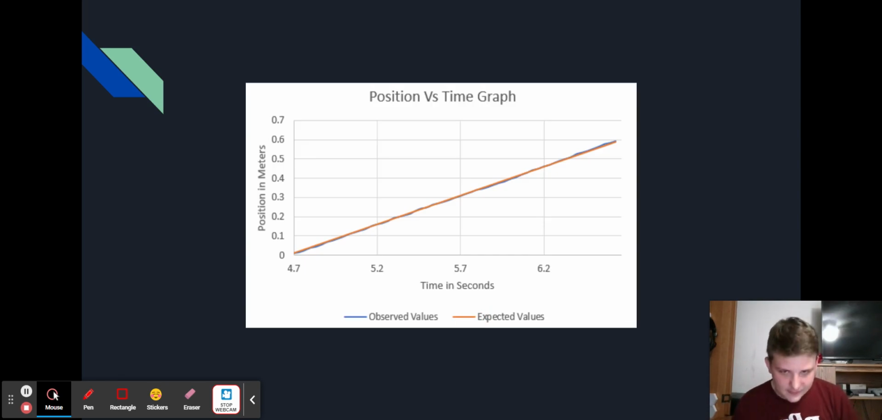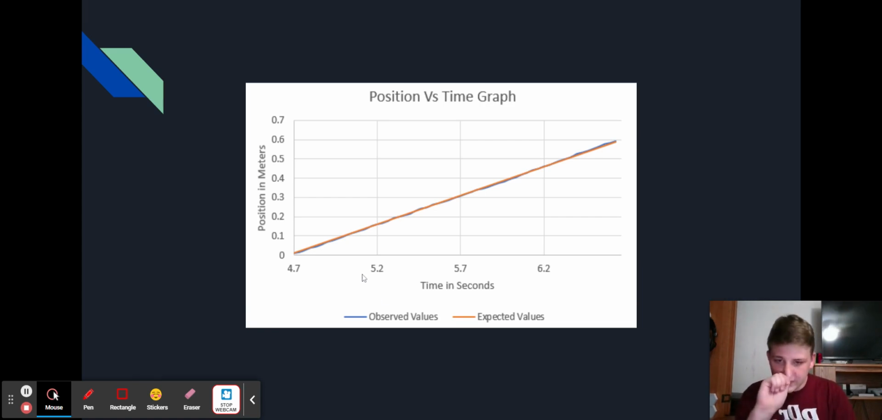Here is the data we got. As you can see, this red line is the expected values that we got. And as you can see, it's very linear and very straight because it is a constant velocity. It shouldn't have any exponential function as that would lead to an acceleration, which a constant velocity would not have.